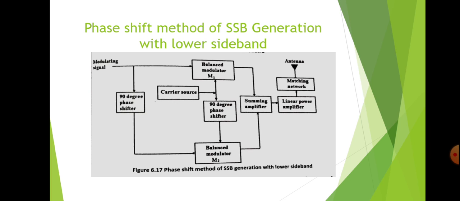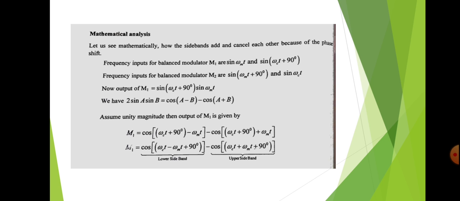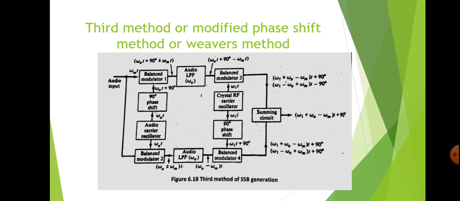In this we are eliminating the bulky filters used to remove the sideband of the SSB. So the phase shift method has much more importance than the previous method. Next we use the third method, or modified phase shift method, or reverse method, and here we are using 4 balanced modulators, BM1, BM2, BM3 and BM4.